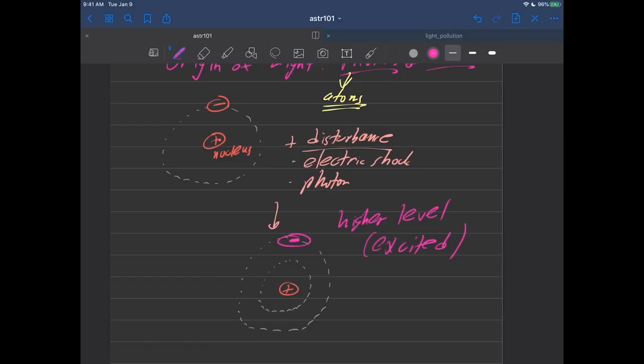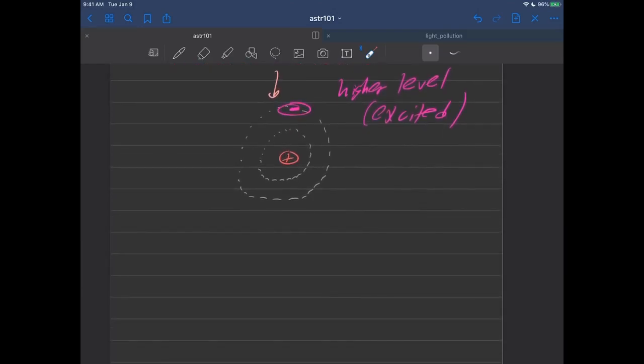And so what will happen after this disturbance happens, and I'll show you a disturbance on that animation in a minute, and the electron is in this higher level, is it kind of looks at this and goes, it doesn't really like being in this level. It's sort of not relaxed.